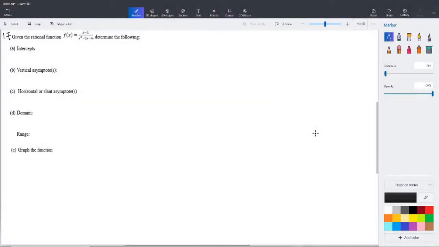17 from the review packet. Given the rational function x minus 1 divided by x squared minus 3x minus 4, determine the following. What are the intercepts, x and y? What's the vertical asymptote? What's the horizontal or slant asymptote? What's the domain and the range? And finally, to graph the function.